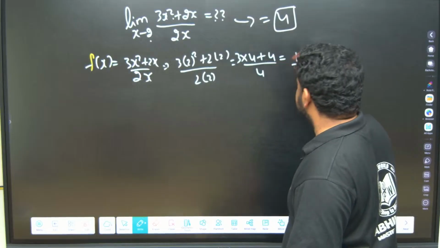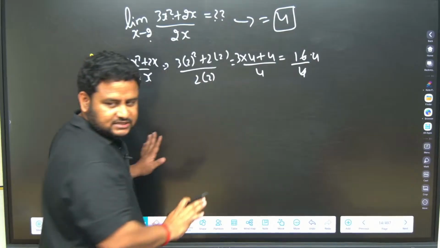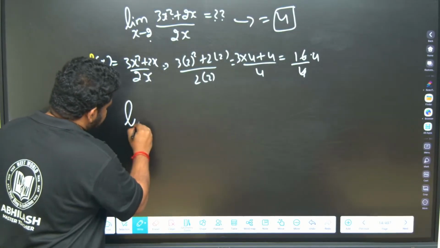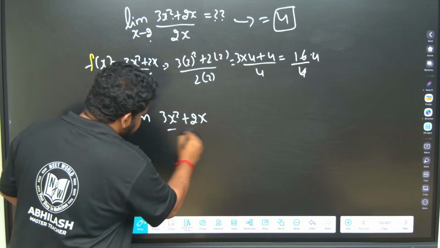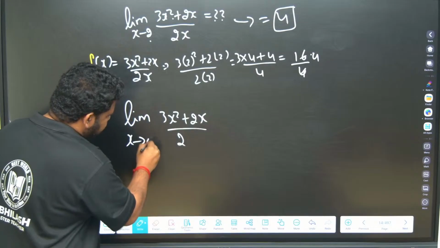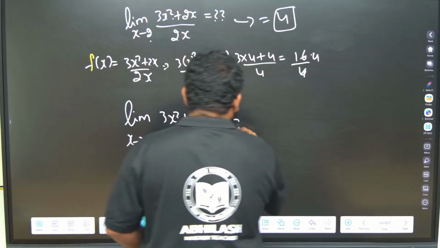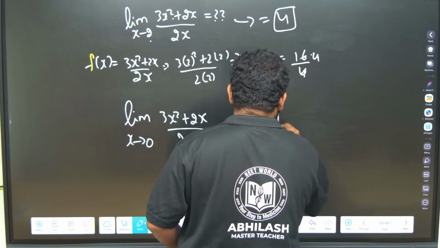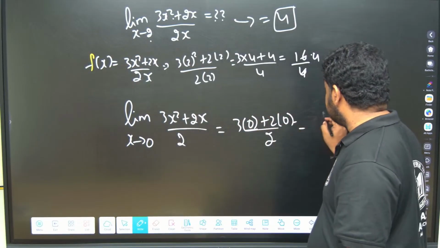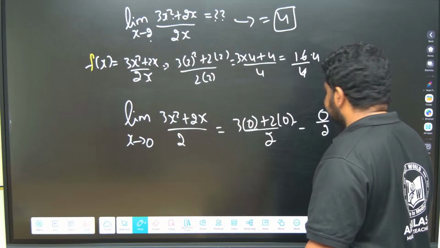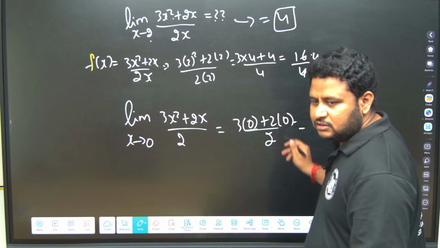Even after putting the value, suppose the same question, observe carefully: limit of 3x square plus 2x by just 2, as x tends to 0. If I write x tends to 0, this will become 3 into 0 plus 2 into 0, by 2. 3 into 0 is 0, 2 into 0 is 0. So this will become 0 by 2. 0 by anything is 0 itself. So the answer is 0.